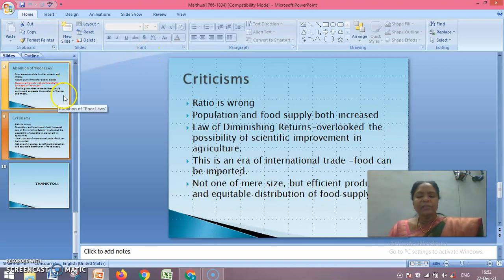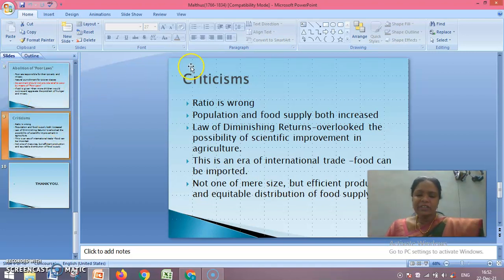And the second one, population and food supply both increased. Malthus is of the view that population got doubled in 25 years, but food supply is not increasing up to the mark. But the critics are of the view that no, it's not like that. Population as well as food supply both got increased.